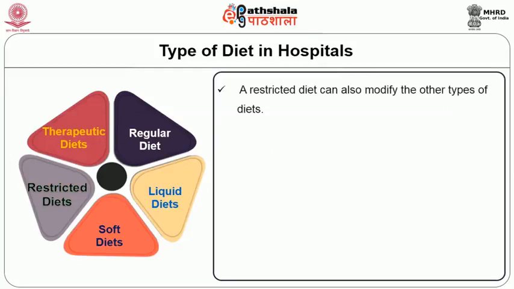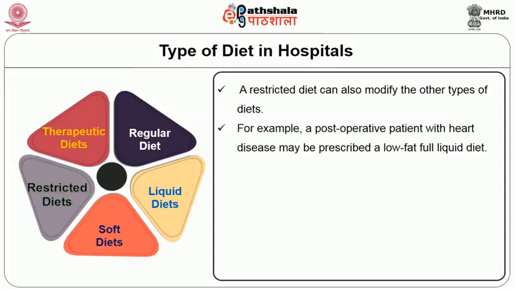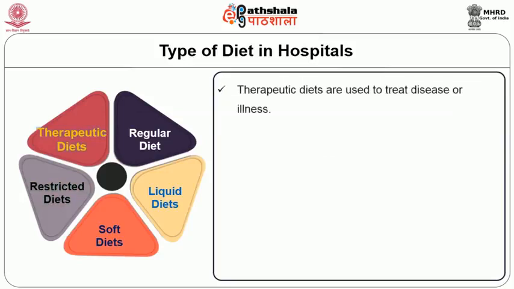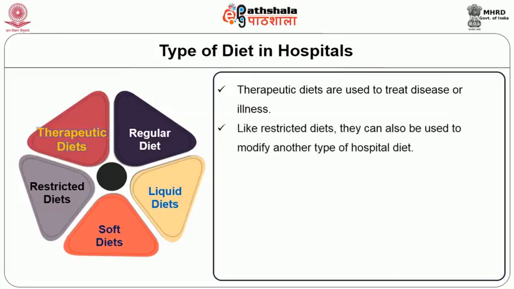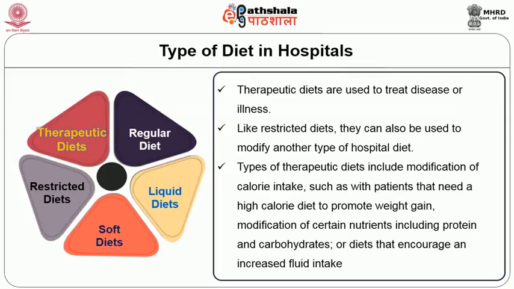A restricted diet can also modify the other types of diets. For example, a post-operative patient with heart disease may be prescribed a low-fat, full liquid diet. So these may come into the category of the restricted diets. Now, the therapeutic diets are used to treat diseases or illness. Like a restricted diet, they can also be used to modify another type of hospital diet. The types of therapeutic diets include modifications in calories, modifications in certain nutrients such as proteins and carbohydrates, or diets that can increase the fluid intake and so on.